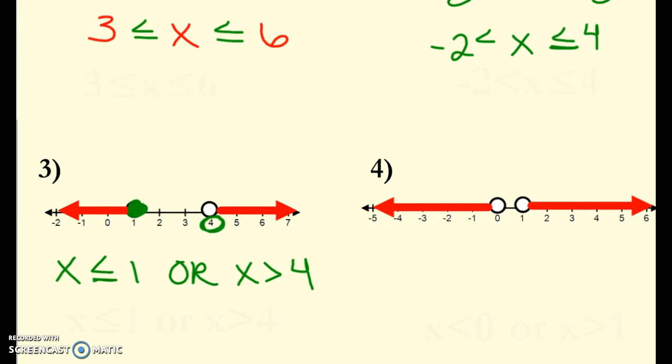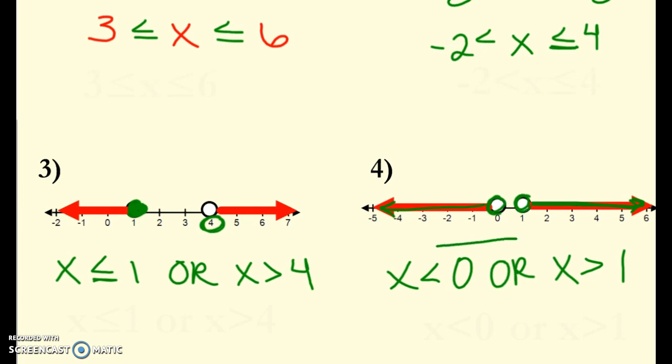Same for number 4. I'm going to have an or statement because they're going in opposite directions here. I'm going to have a 0 and I'm going to have a 1. So x and 0 and x and 1. They're going in opposite directions, so that means the inequalities are also going in opposite directions. Now do either of them have underlines? No, because they're both open circles. So this would be my final answer for that graph.